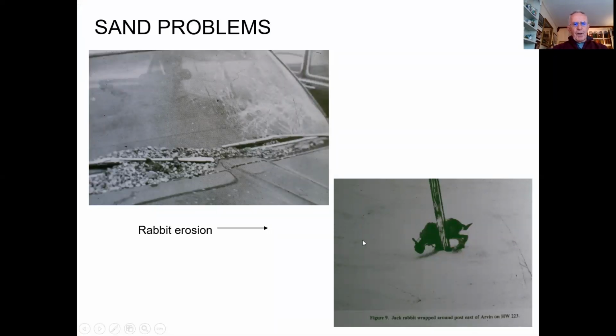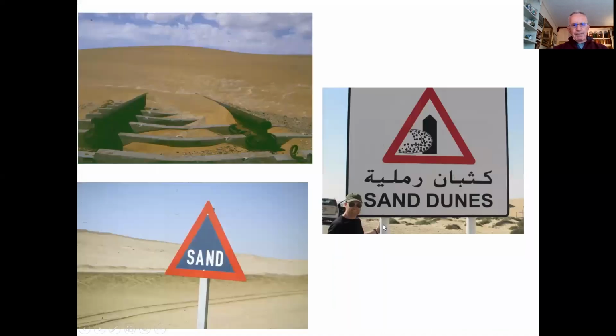So here is a picture from the American West showing the material that can be transported in strong wind events. It can be quite coarse. Here's a car windscreen on the left that's been crazed by almost pellet-sized, gravel-sized material being whipped up by the wind. And even in one case, the wind transported a rabbit and wrapped it around a telegraph pole, as you can see bottom right.